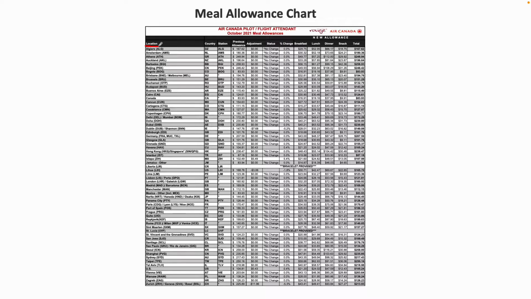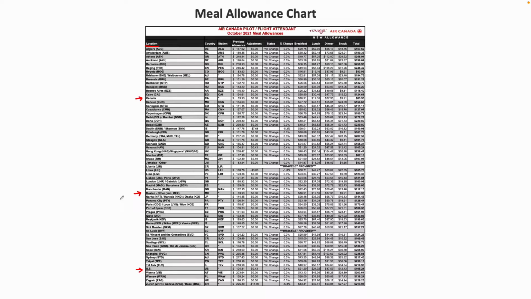Location is fairly straightforward as far as which destination this applies to. This could be a country name or this could be a city name. Just as a couple of examples, we have Canada right here. We have the US right here. And we have Mexico right here, just as several examples of where we see country.